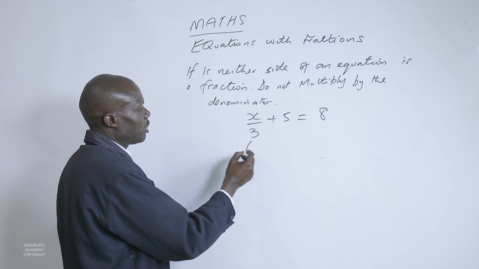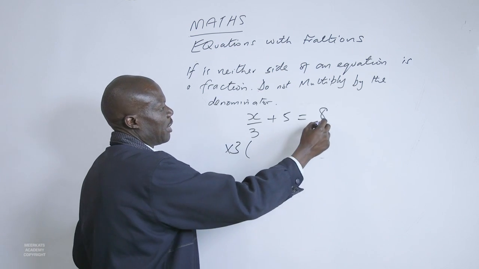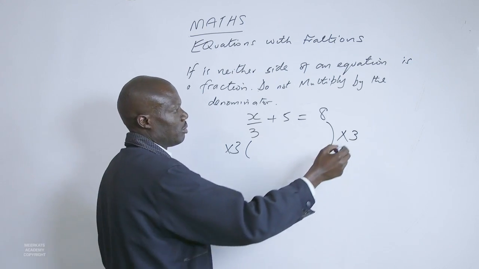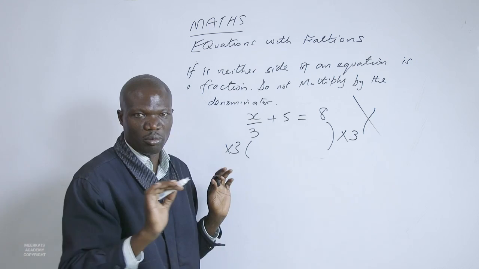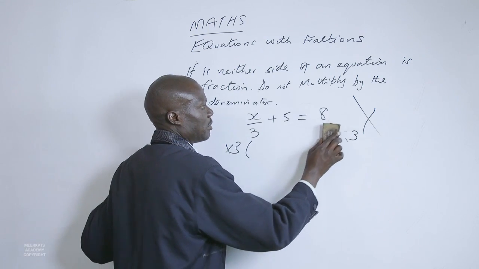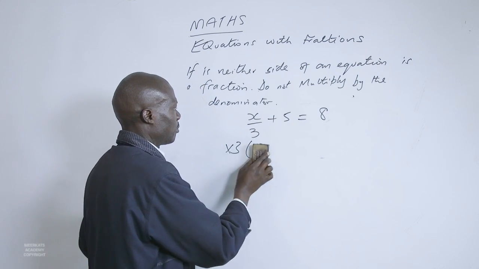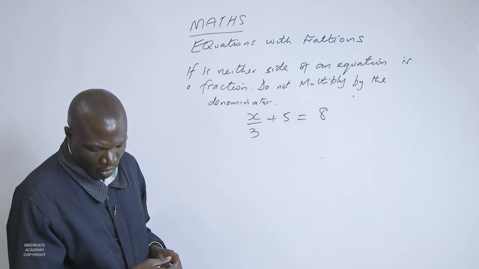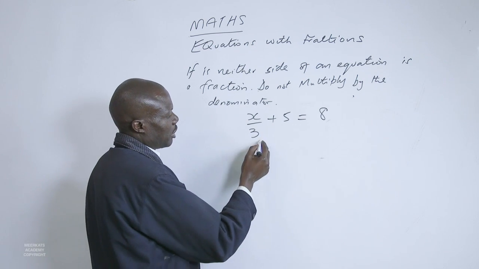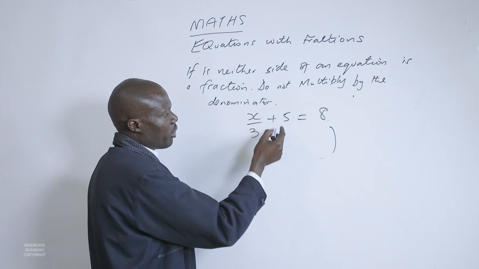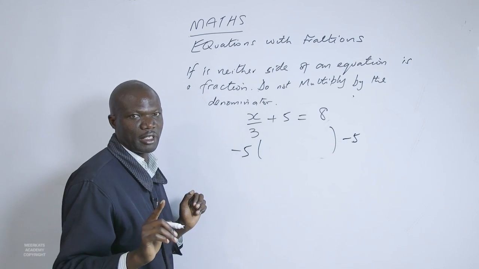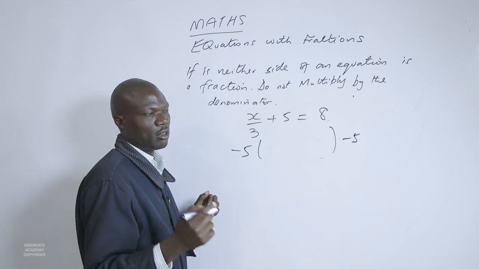So the idea of multiplying here by 3 and here by 3 is wrong. You must avoid that completely. So what should be done instead? The very first thing is to deal with the whole number. So we first subtract 5 here and subtract 5 there. That's the first thing, so that we reduce it and remain with a single fraction.